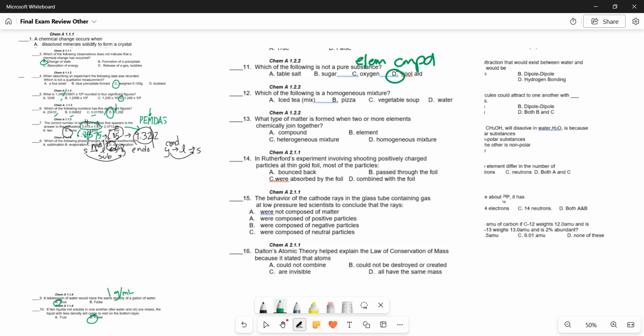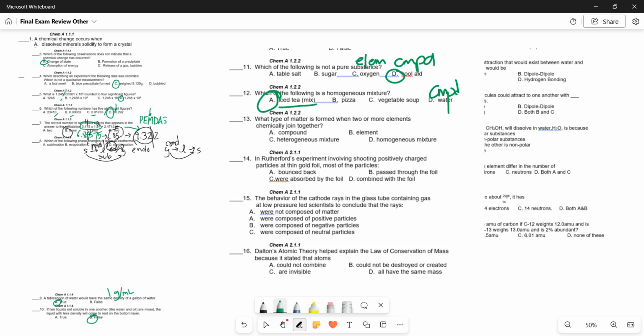12, which of the following is a homogeneous mixture? Homogeneous means the same throughout. This is iced tea, the mixed kind, not the leaf kind. The answer is actually this. It's going to be the same from the first sip to the last sip. Water is a compound. It's not a mixture. Vegetable soup and pizza, in my experience, every bite's different. So that's going to be heterogeneous, B and C.